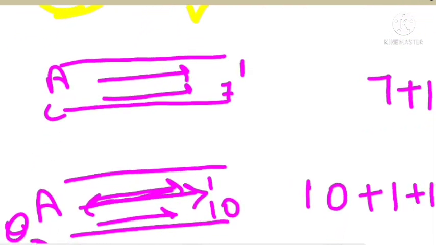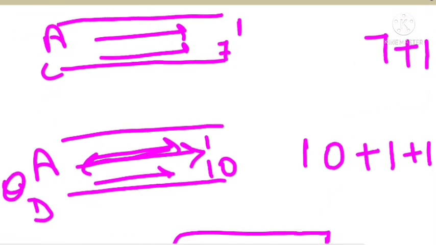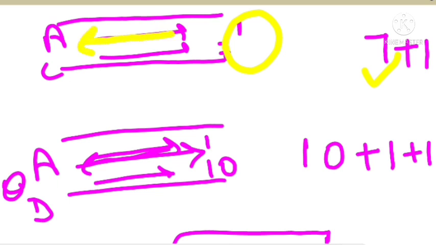Now B is on the other side of the bridge. Now A and C. A took 1 minute and C takes 7 minutes. So they both take 7 minutes to come to the other side of the bridge. But A took 1 more minute because he has to return to the bridge starting point. So they took 7 plus 1, 8 minutes.